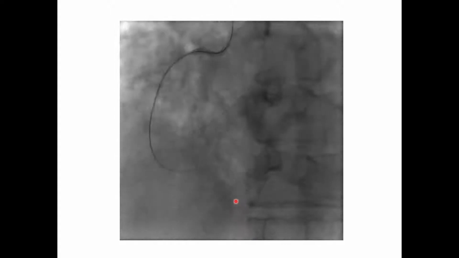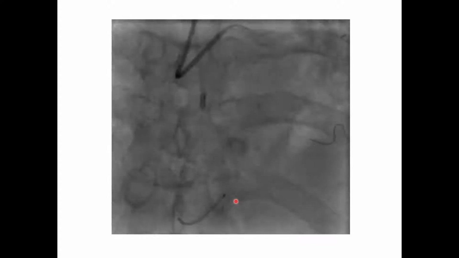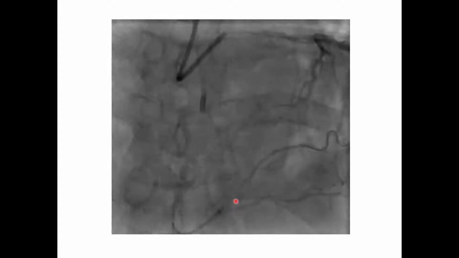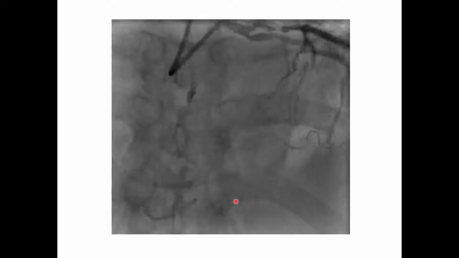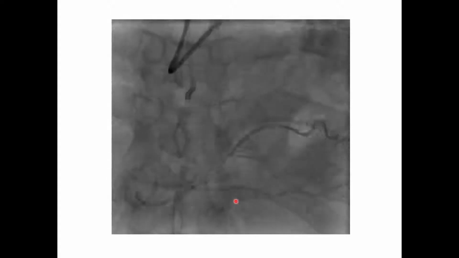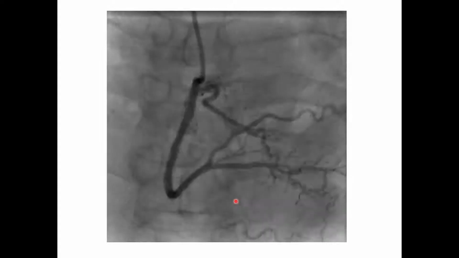This is the final result. We are still following this patient. The patient got a lung transplant and he's free from angina. This is another case of LAD CTO, proximal LAD CTO, with a quite ambiguous proximal cap, a big septal branch, and not too long a CTO.